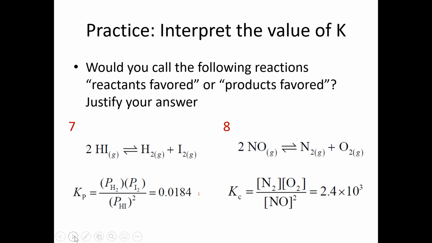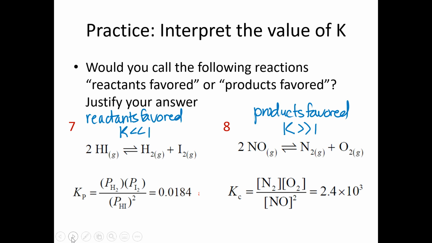All right, and this is our last one. This one's just practicing interpreting the values of K. So based on what you're seeing here, would you call the following reactions reactants favored or products favored? All right, and what I'd say over here for this one, problem 7, the K value is much less than 1, so I'd say it's reactants favored.